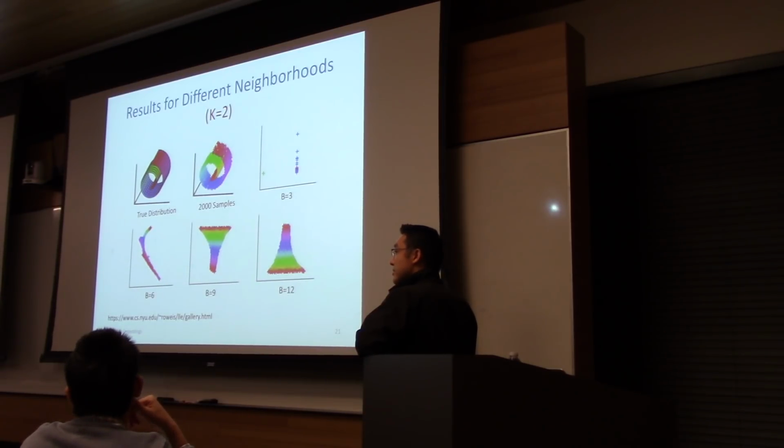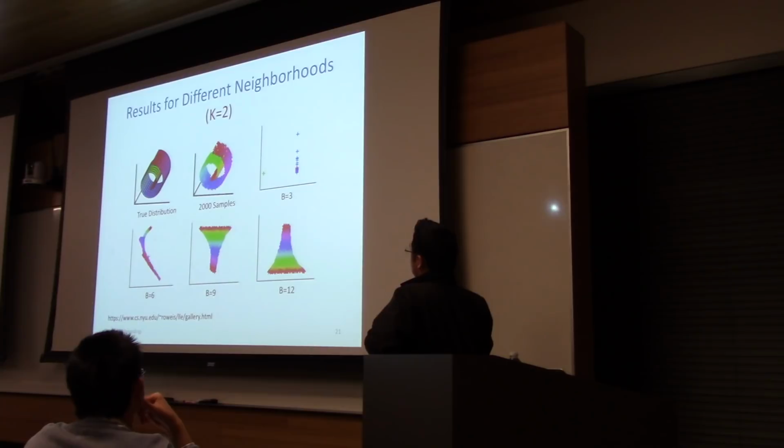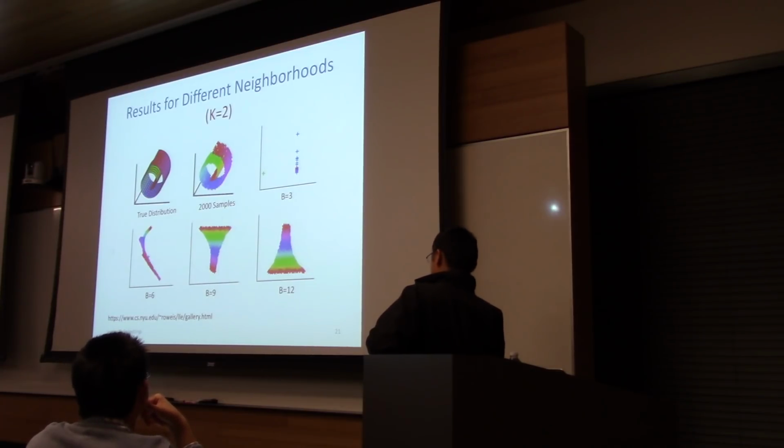Right, and then if you choose B to be 3, and if the 3 points are actually lying inside that common set, enclosed by those 3 points, I don't think we should be able to get the original data set. Ideally, we should get the original data set.